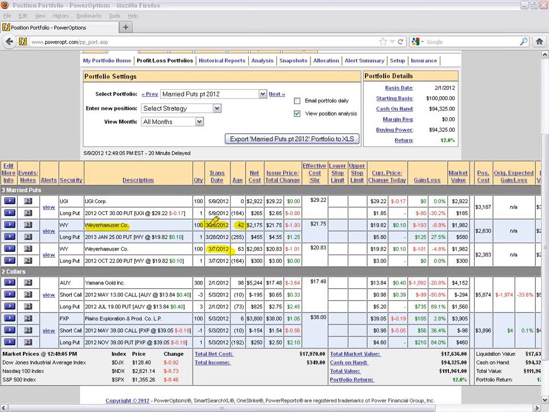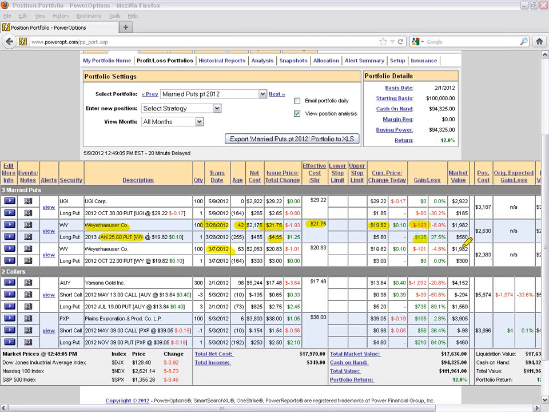I want to take a look at this first one. We opened it 42 days ago. The stock was opened at $21.75. We haven't made any adjustments, but it's now trading at $19.82. So we've had a drop of about $1.93 on this Weyerhaeuser position. And we have the January 2013 25 put that we paid $4.55, and that's moved up about $125 for us.